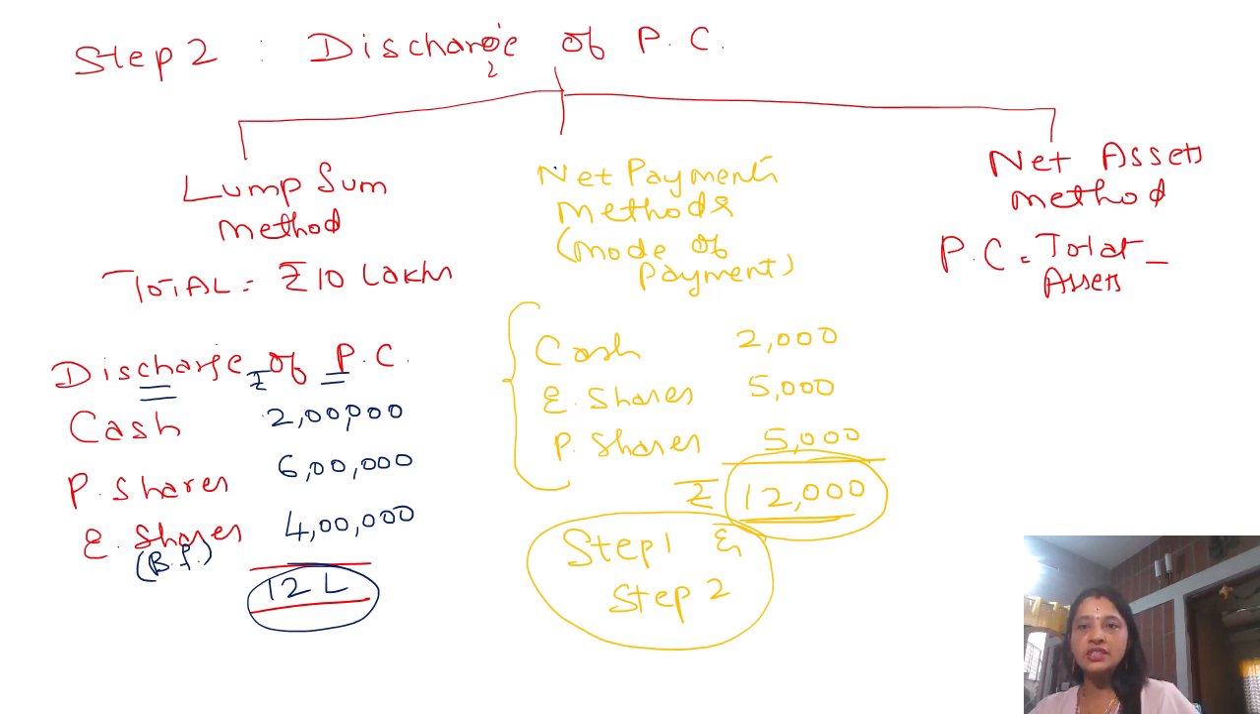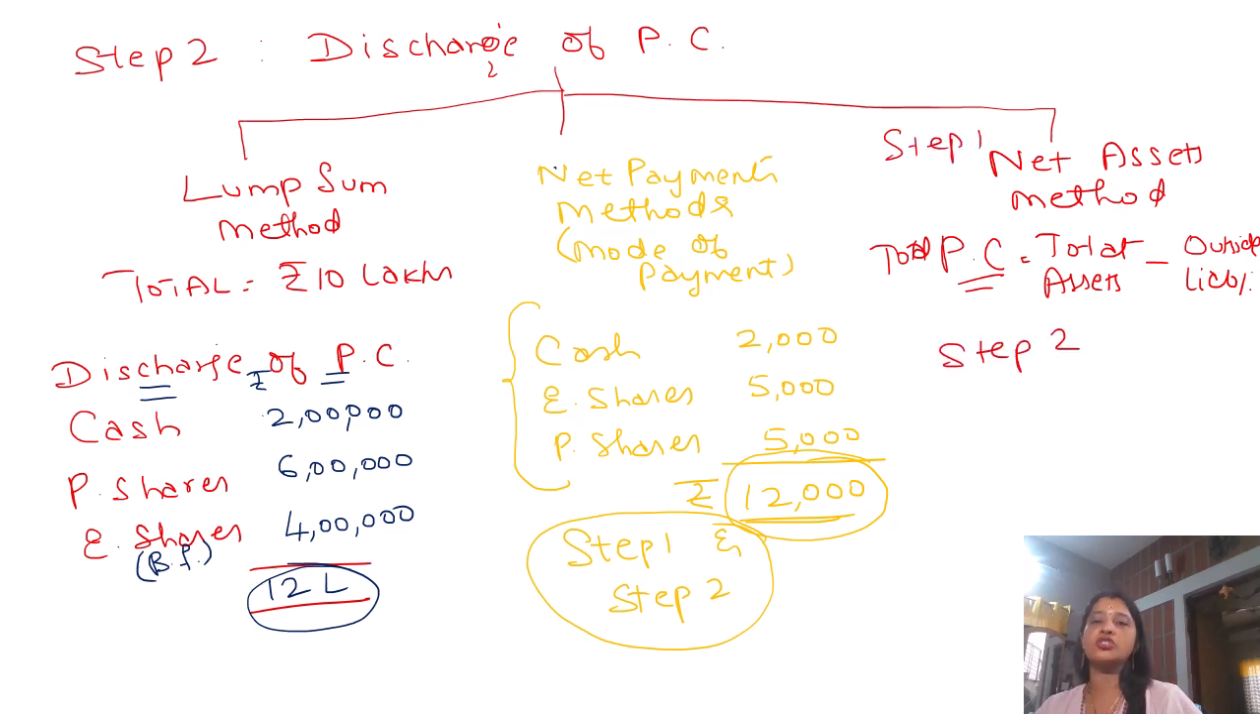So total assets minus your outside liabilities or external liabilities. If you subtract these, if you take the difference between these two, you will get the total PC. You will know the total PC. This is step 1. Step 2, you have to do discharge of PC.